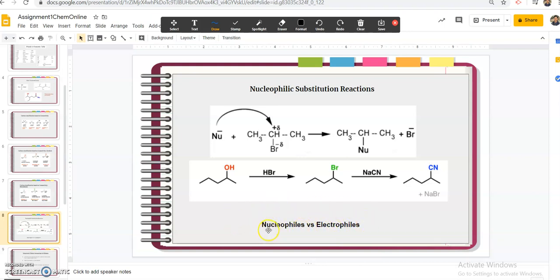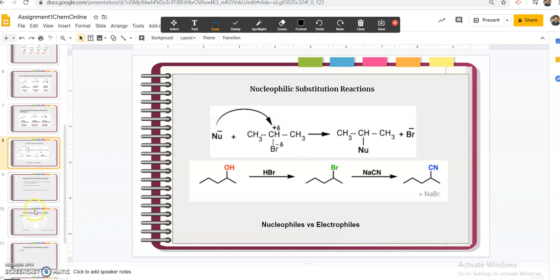Nucleophiles means nucleus loving, phile means loving, electrophile means electron loving. In order to be nucleus loving, they have to be negatively charged, or have an excess of electrons. In order to be electrophilic, you have to be positively charged, or deficient in electrons. Okay, just a little revision on this.